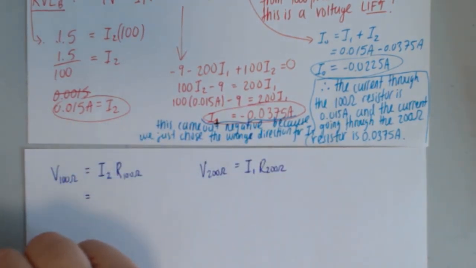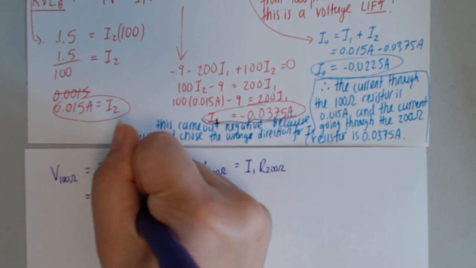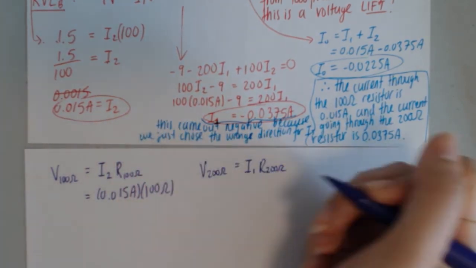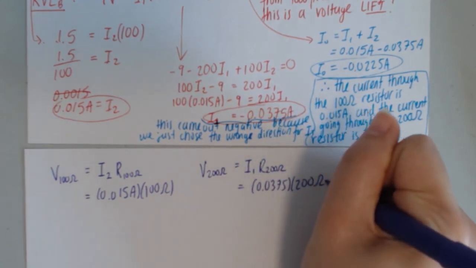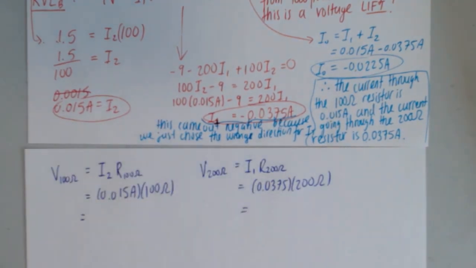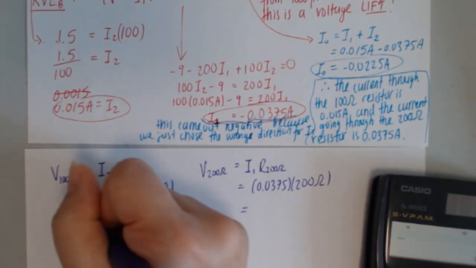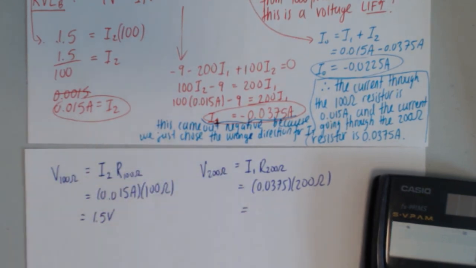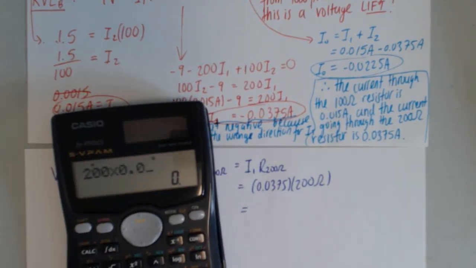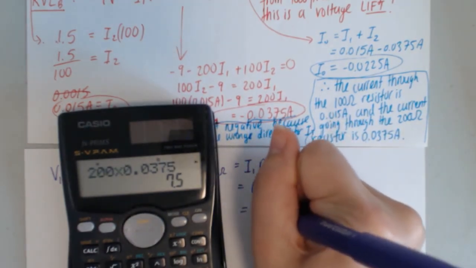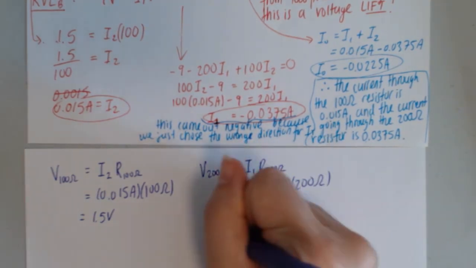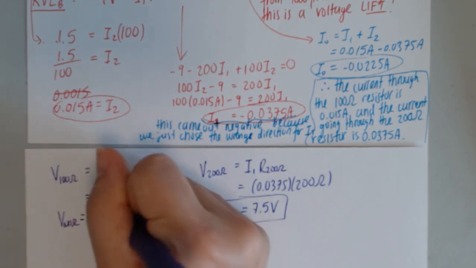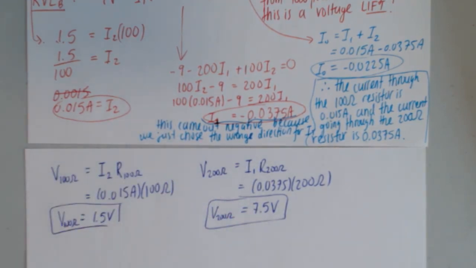All right, so I2 was 0.015 amps times 100 ohms. And this one is going to be 0.0375 times 200 ohms. See, not so bad. Oh, so 100 times this is going to be 1.5 volts, so that was easy. And 200 times 0.0375, 7.5 volts. So that's V 200 ohms, and this is V 100 ohms. Okay, so there we have it. There is the end of that example.